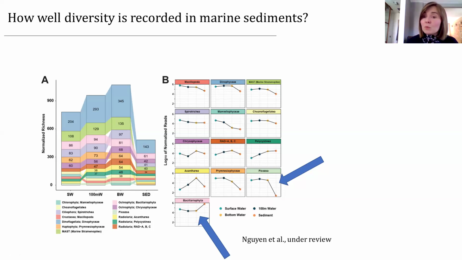But for example, small groups like Picozoa here are very tiny, single-celled organisms with an organic lining, and they are very abundant in the water column, but they nearly disappear in the sediment. So we see that the taxonomic composition is biased, slightly shifted towards some taxa, and this is something we need to keep in mind when interpreting our data and records.